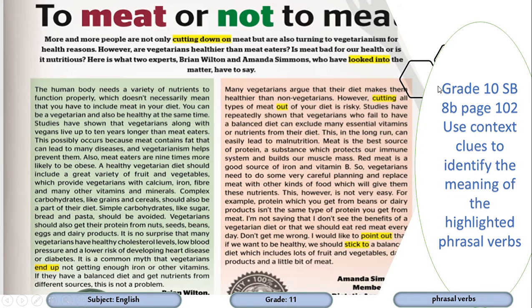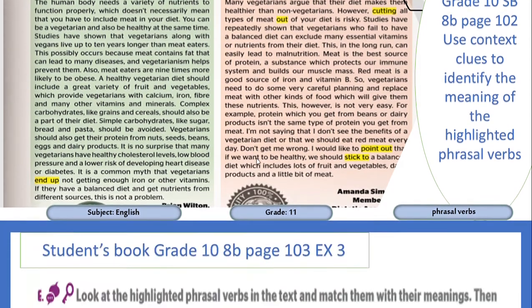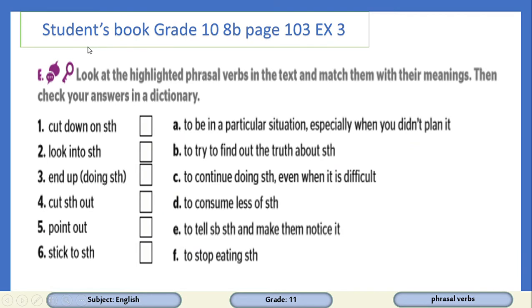Now, do you remember in the grade 10 student book, page 102, this lesson? Use context clues to identify the meaning of the highlighted phrasal verbs. You can pause the video and write the text very well. Now, in the grade 10 student book, page 103, exercise 3, look at the highlighted phrasal verbs in the text and match them with their meanings. Then check your answers with me.